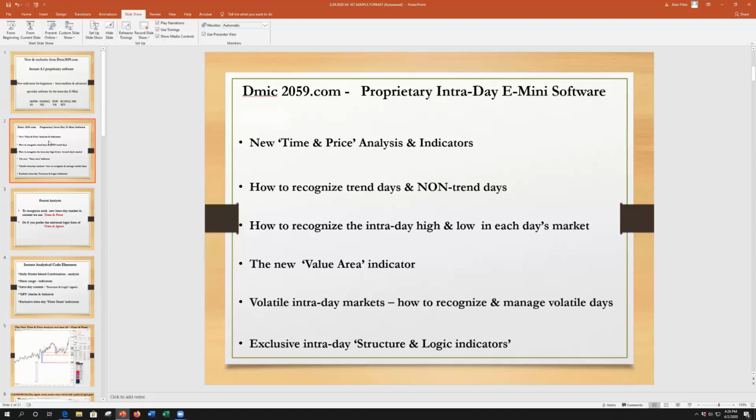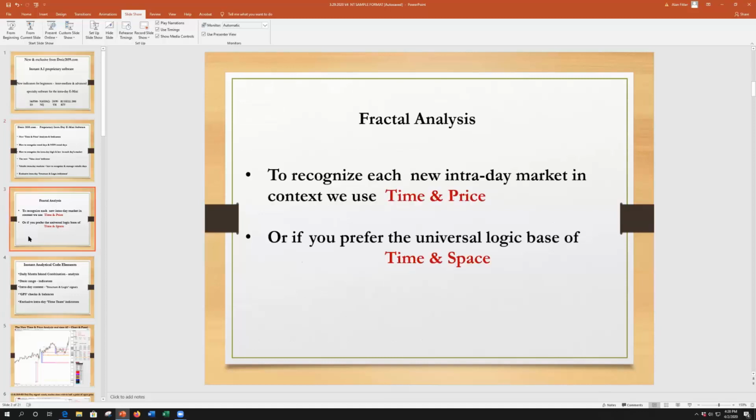We have put aside the old lagging indicators to show how each intraday market is built on our exclusive structure and logic foundation. To recognize intraday context, structure, and logic, we use time and price. Now, we could call that time and space a universal logic base. Archimedes' combinatorics advanced the theory that hidden keys can unlock much larger patterns, which fits our intraday financial markets research. More currently, Benoit Mandelbrot discovered fractal geometry and began writing about it around 60 years ago.